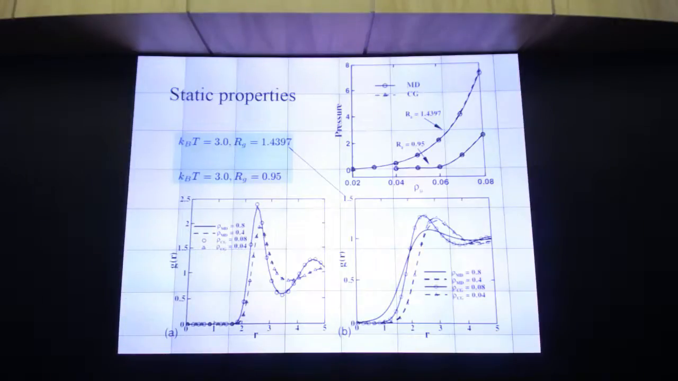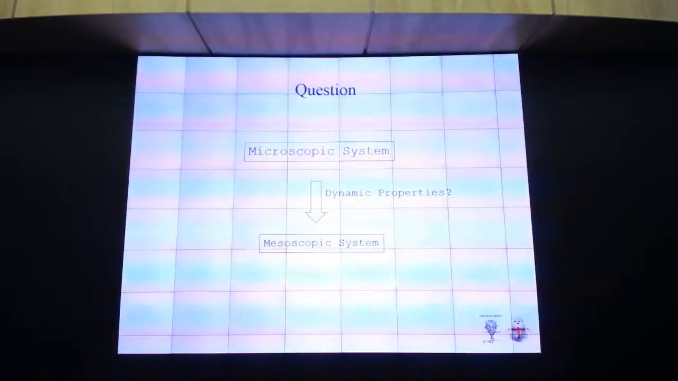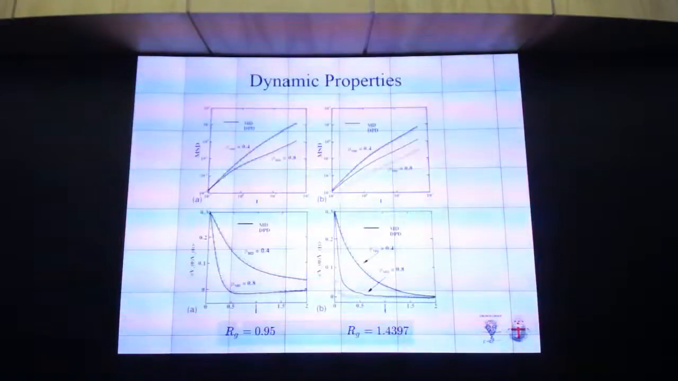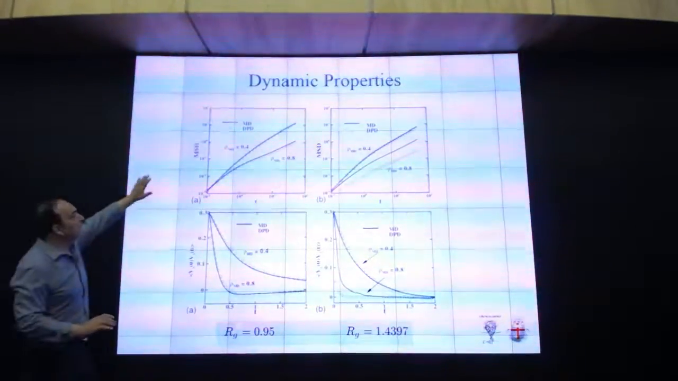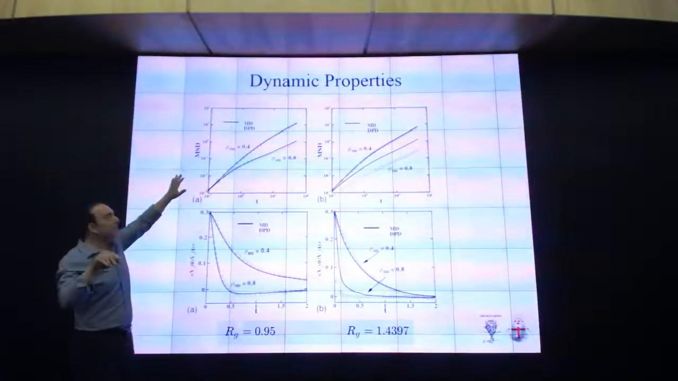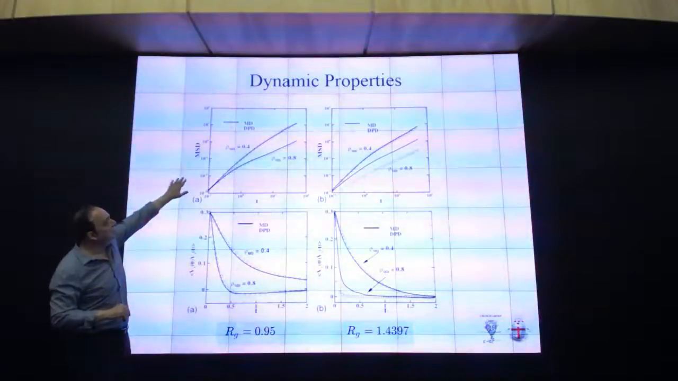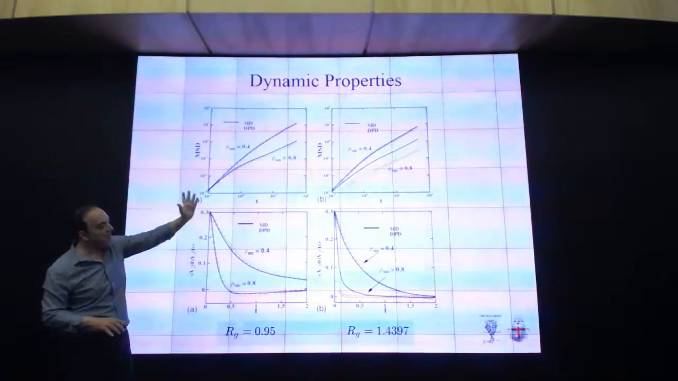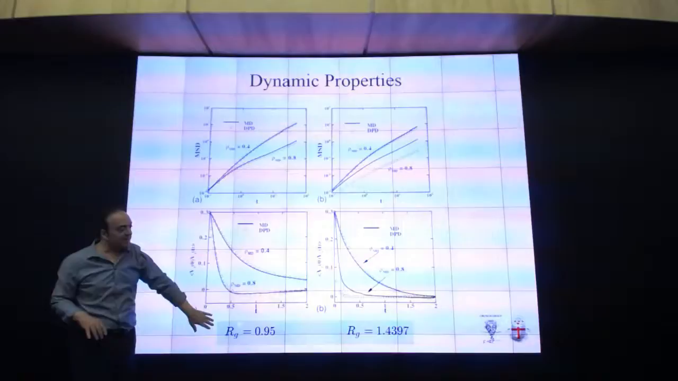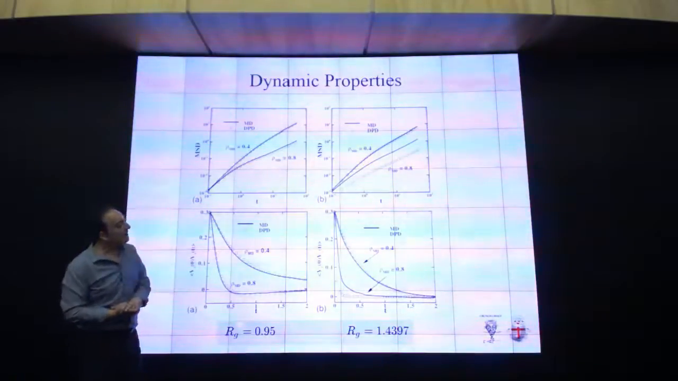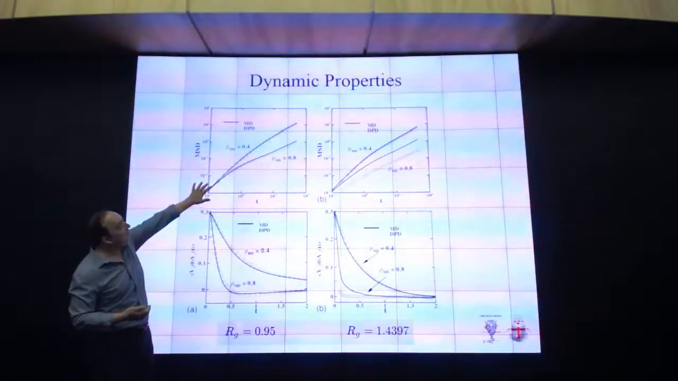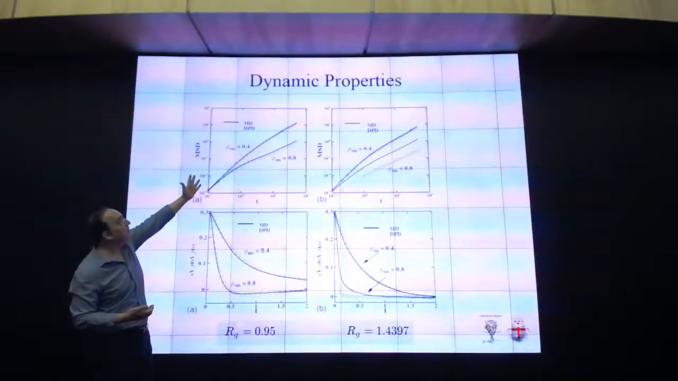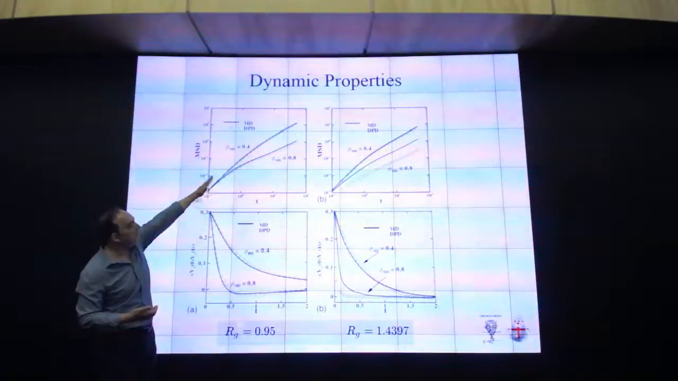Okay, so the next question is the dynamic properties. When we talk about dynamic properties, we're talking about diffusivity, viscosity, and so on. This is also interesting. We'll look at the mean square displacement, the second moment of displacement, for different densities. Again, I separate into two panels, the left and the right. The left corresponds to the smaller cluster, the right to the larger cluster. And again, you can see there's very good agreement. The mean square displacement from MD and DPD is the same for different densities.